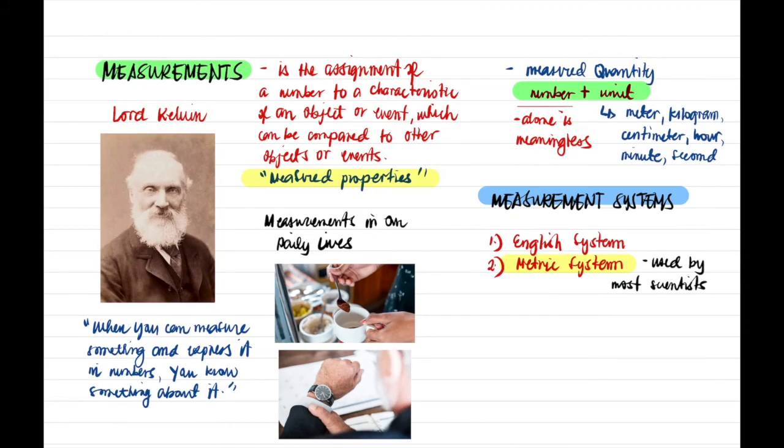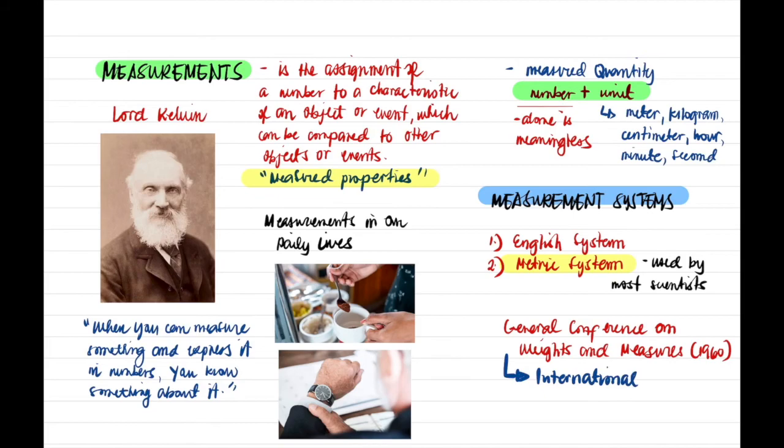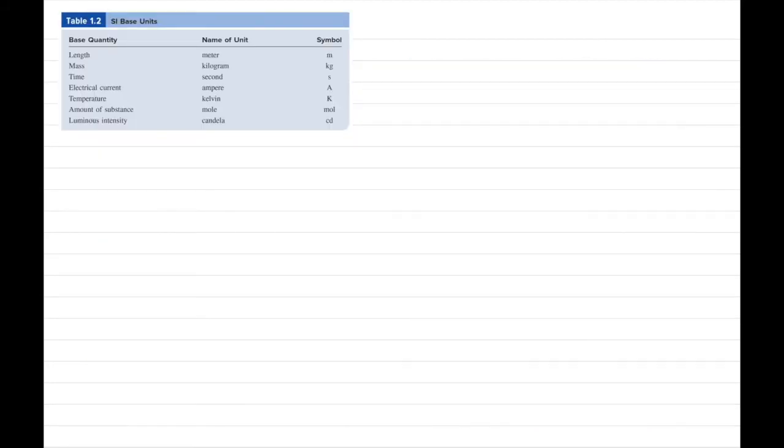In 1960, the General Conference of Weights and Measures proposed a revised metric system called the International System of Units, abbreviated as SI. Ito ang table na nagpapakita ng 7 SI base units. For length, the base unit is meter with the symbol of small letter m. For mass, the base unit is kilogram with the symbol of small letter kg. For time, the base unit is second with the symbol small letter s.